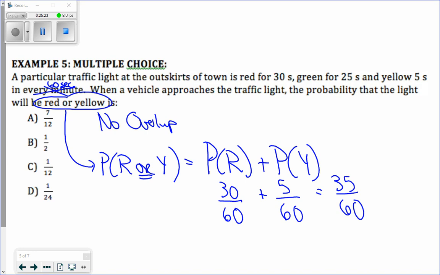No, this is just multiple choice. I'm just showing you how I do it. Yep. Nope. So which one is it? 7 out of 12. Okay.